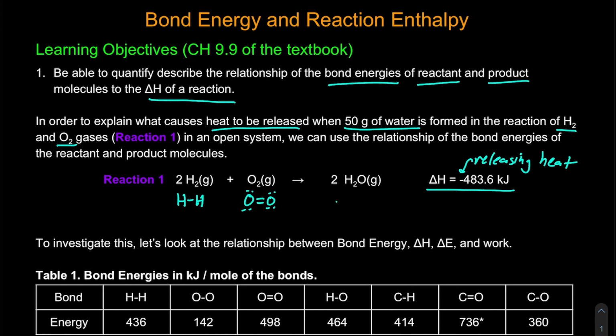Then we have our water molecule, and our water molecule looks something like this. We've got a bond between hydrogen and oxygen, and then two lone pairs sitting on our oxygen atom. Now we also have the fact that we have two of these, and we have two hydrogen molecules as well. We're going to see that's going to correspond to our change in enthalpy.